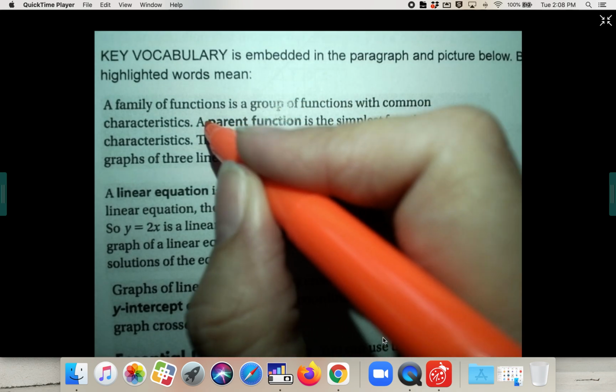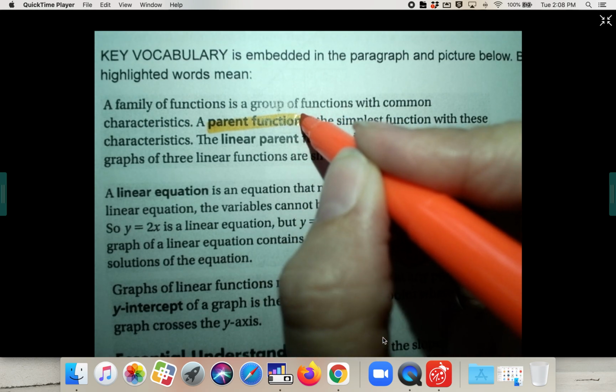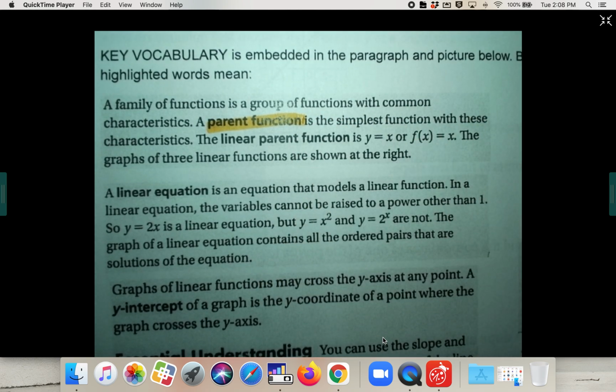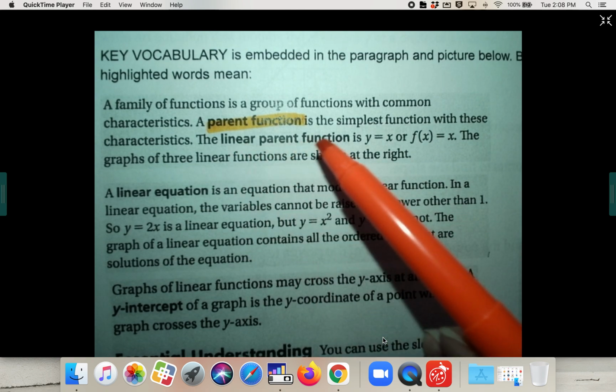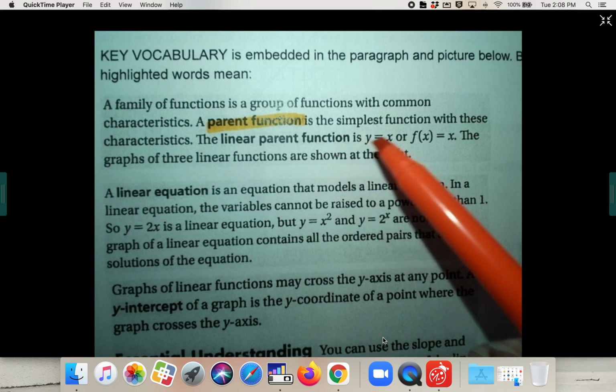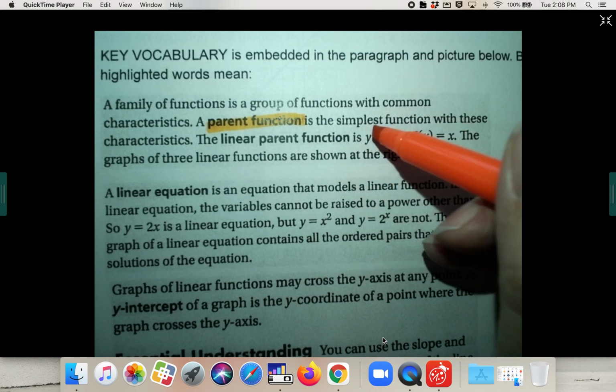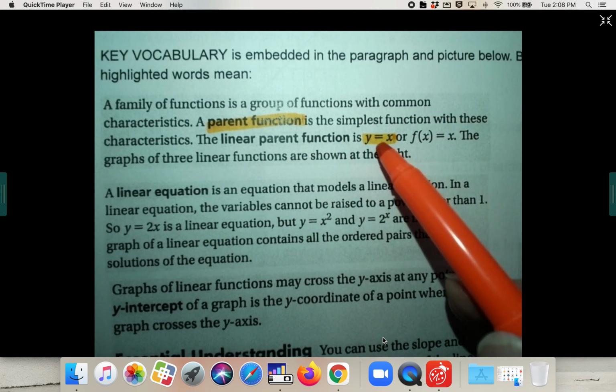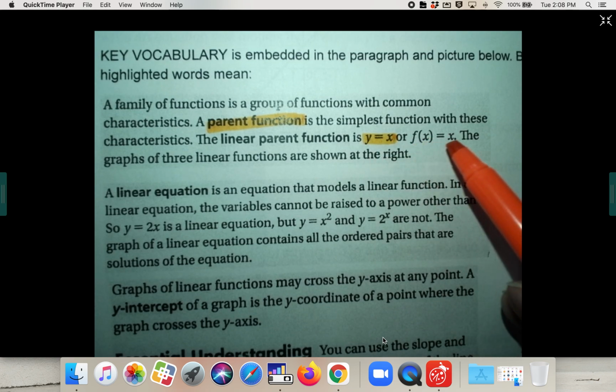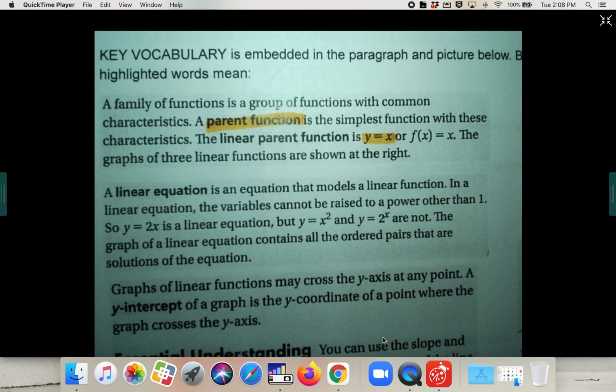A parent function, this is new. The parent function is the simplest function with the characteristics of whatever type of graph we're talking about. So in a linear parent function, it would be just y equals x. Or if you're talking more specifically function, the f of x equals x. But it's the same thing as just y equals x. So let me show you what that looks like on a graph.